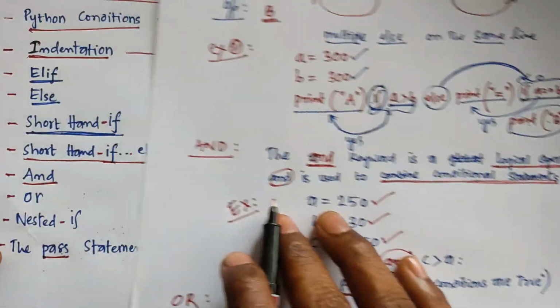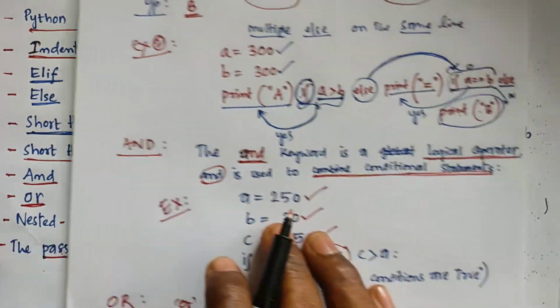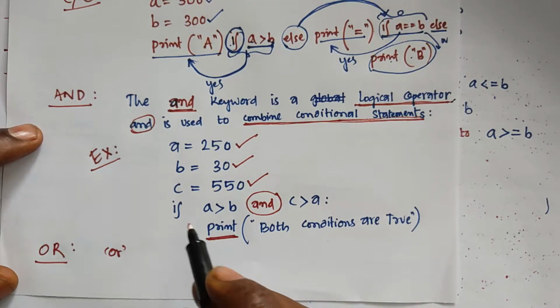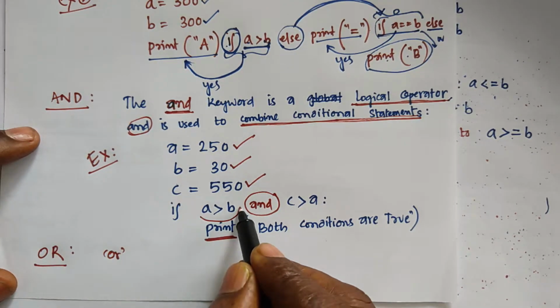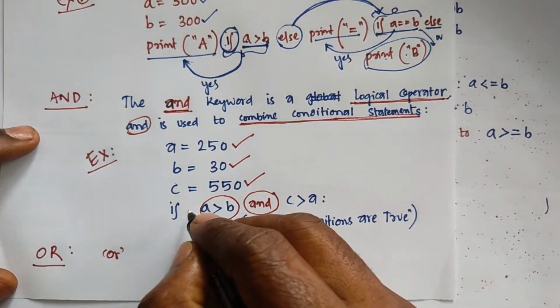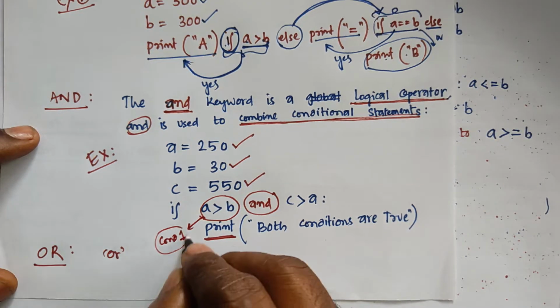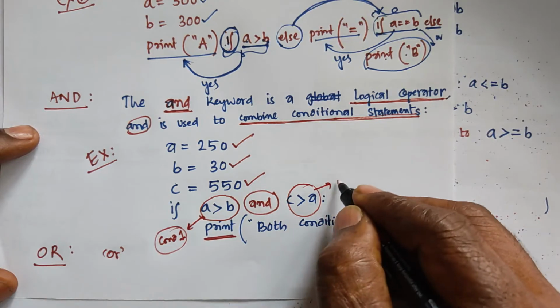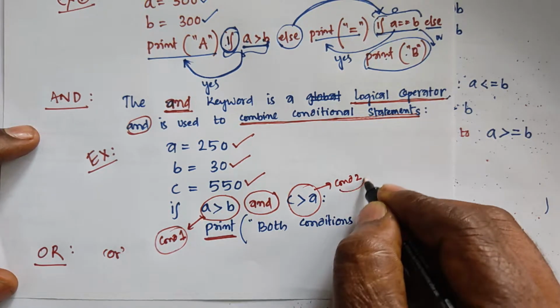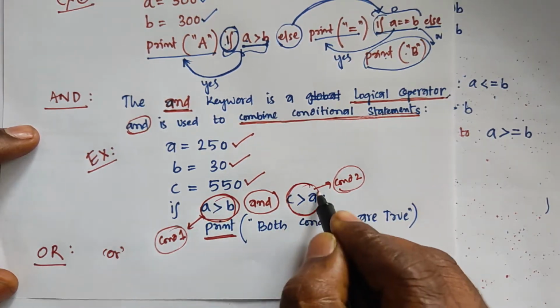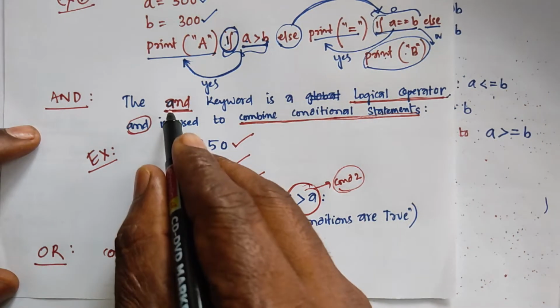Next one is the OR statement. This is very similar to the AND operation. But in the AND operation, this is condition 1 and this is condition 2. You have to satisfy these two. You have to satisfy condition 1 and condition 2. That is the meaning of the AND operation.